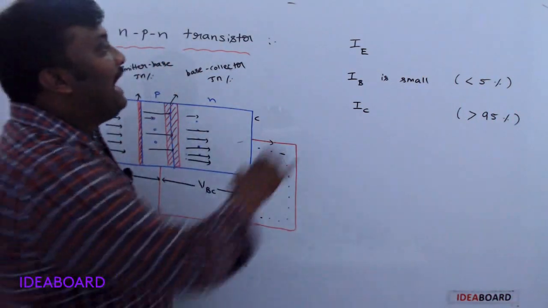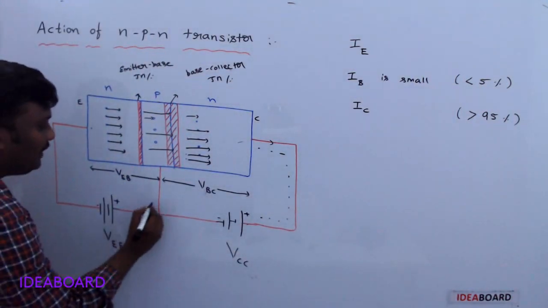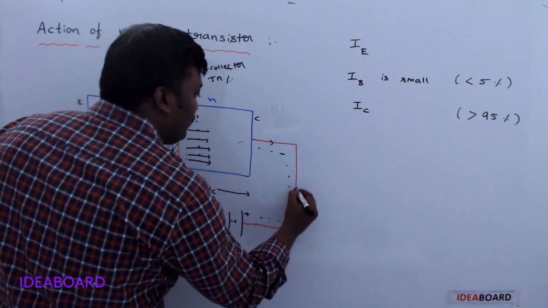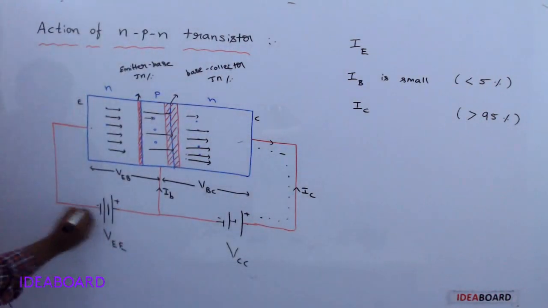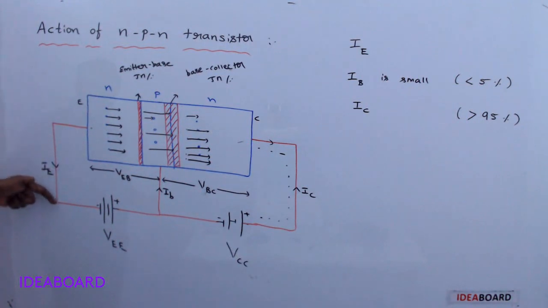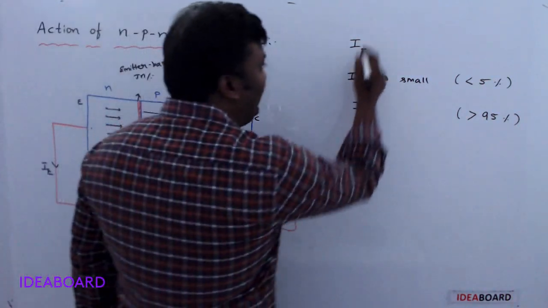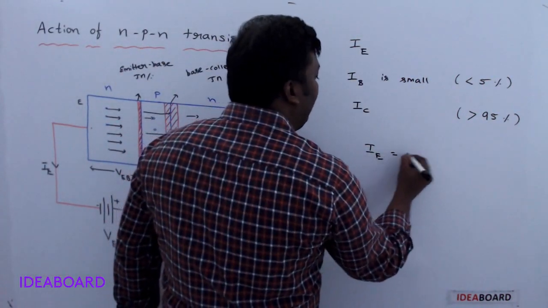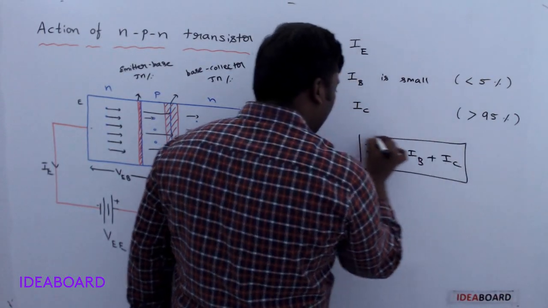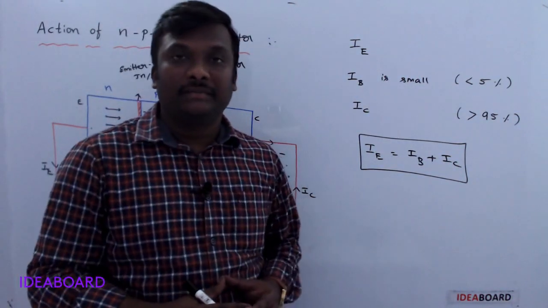So what is the relation between IE, IB and IC? So let us see. Here positive terminal, so IB will be like this. This is positive terminal, so IC will be in this direction. Negative terminal, IE will be in this direction. So IE at this junction is divided into two parts, IB plus IC. So what is the relation between these three? IE is equal to IB plus IC. Understand now? We are always using the conventional current directions.